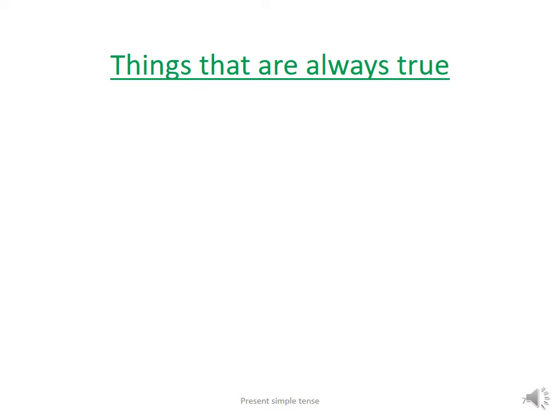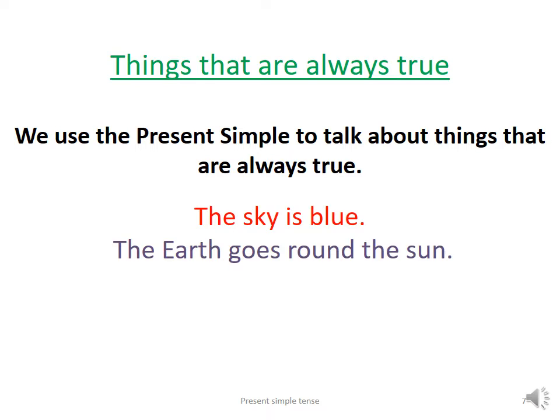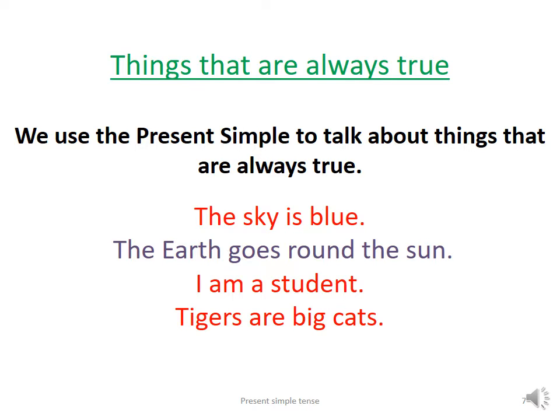Things that are always true, or true for most of the time. The sky is blue. The earth goes round the sun. I'm a student. I'm a teacher. Tigers are big cats. I live in Italy.